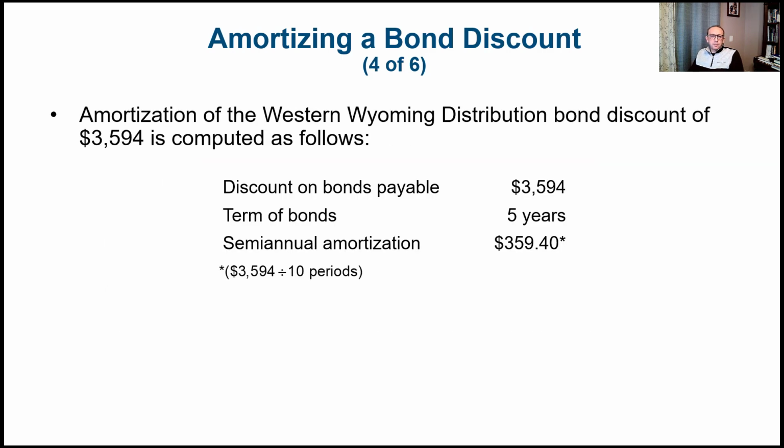So the amortization of the Western Wyoming Distribution bond discount is computed as follows. The discount was 3,594. Remember, the term of the bond is 5 years, but it's semi-annual, so it's twice a year. We multiply 5 by 2, and that would be 10 periods. So we take the 3,594 divided by 10, and that would be the semi-annual amortization. So every 6 months, we're going to amortize the discount by this amount. The 359.40 is the amount that's going to be amortized every 6 months.